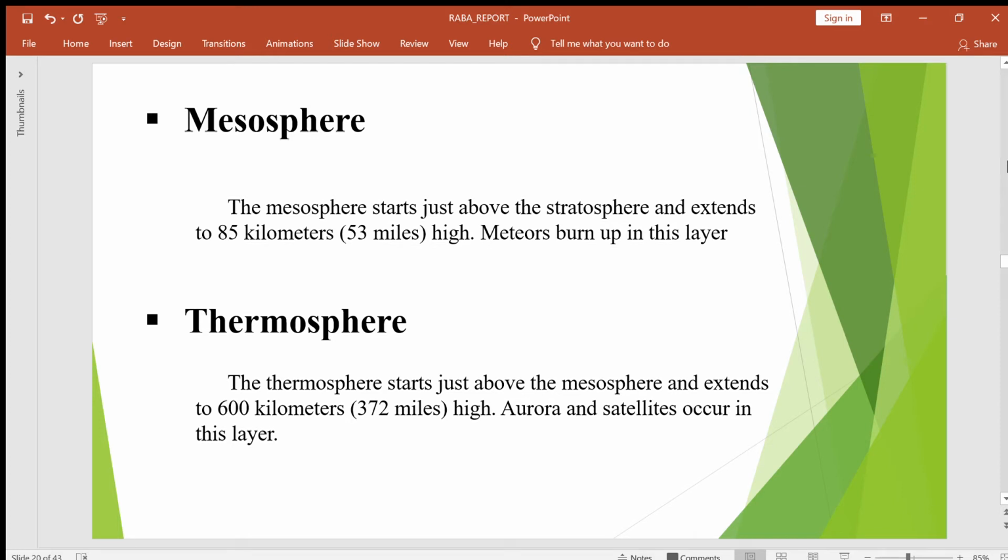Mesosphere. The mesosphere starts above the stratosphere and extends to 85 kilometers high. Meteors burn up in this layer. Thermosphere starts just above the mesosphere and extends to 600 kilometers high. Aurora and satellites occur in this layer.